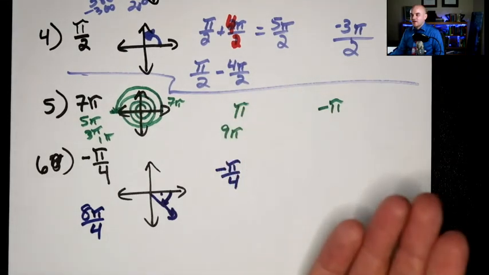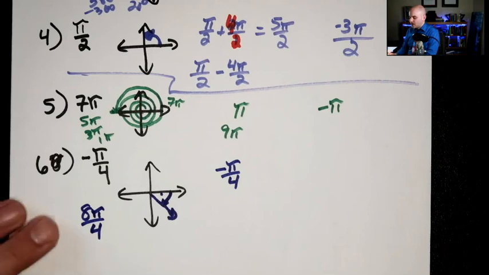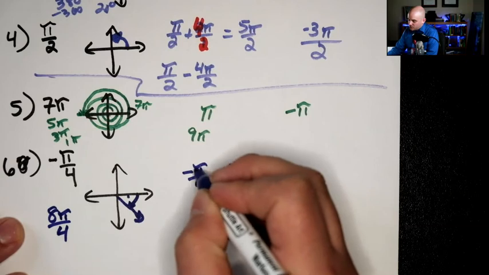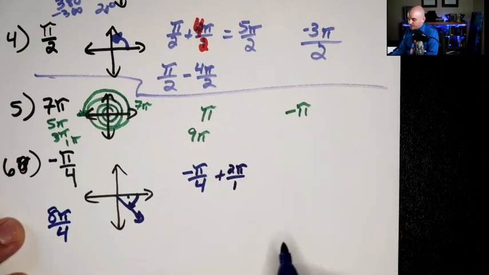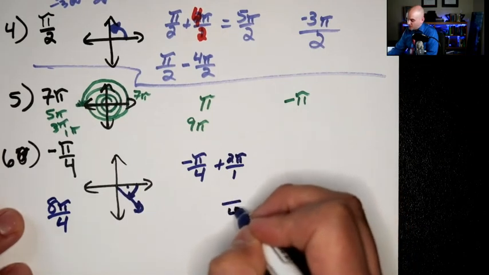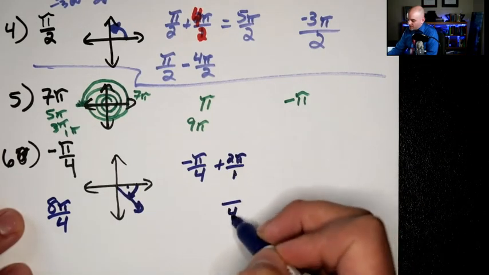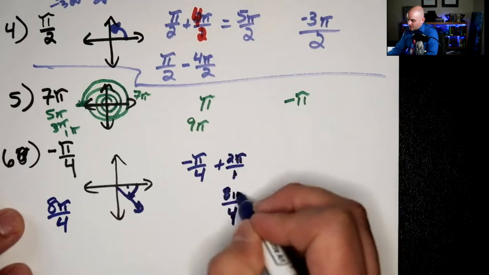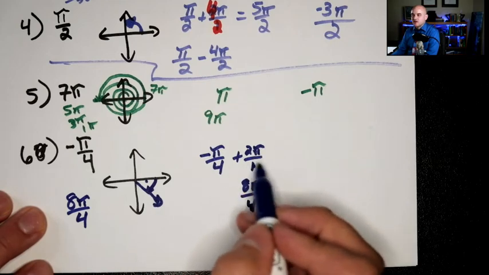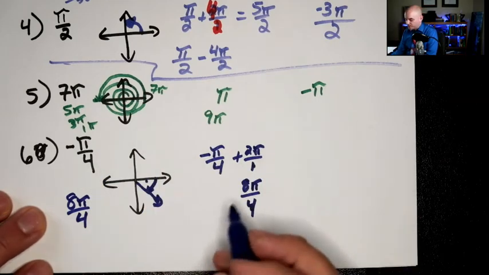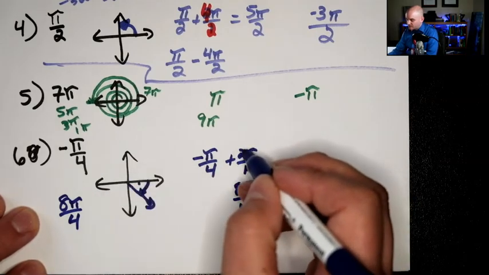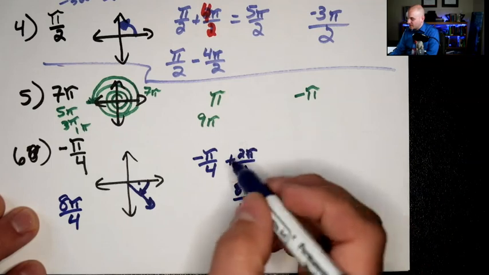So you could write that down if you wanted to. If that's like too much for you right now, that's fine. Just add 2 pi to negative pi over 4. So 2 pi over 1 is the same thing as what over 4? Where I'm multiplying the bottom by 4 here, I'm going to multiply the top by 4. That's how I come up with 8 pi over 4. After you do this enough, you start to see the denominator and say, if I want a full circle, I'm going to make the top twice the bottom, so that it comes out to be 2 pi, and then you've got a full circle.